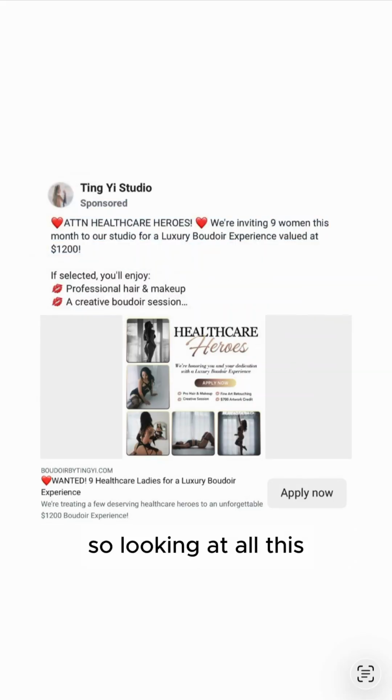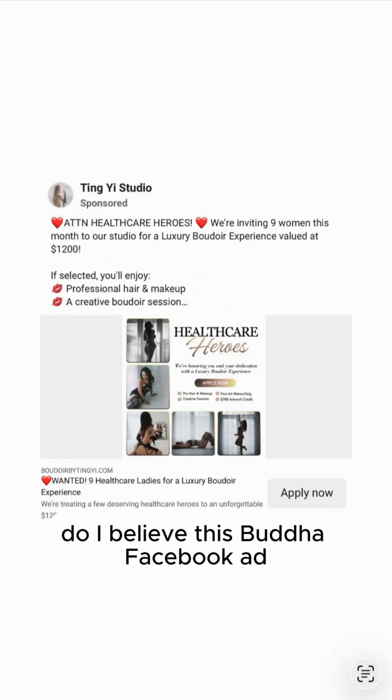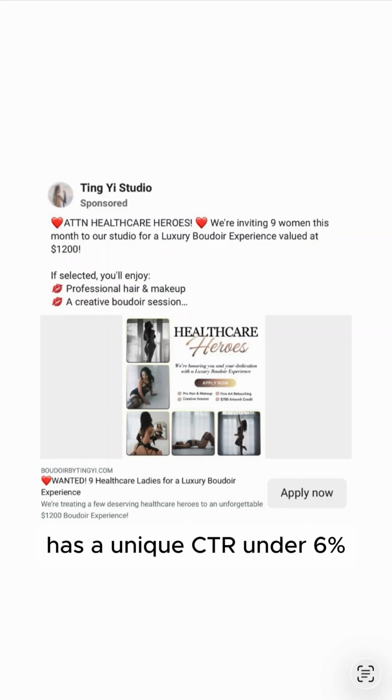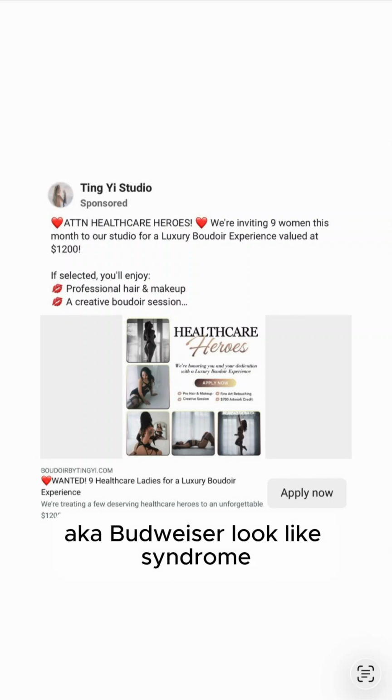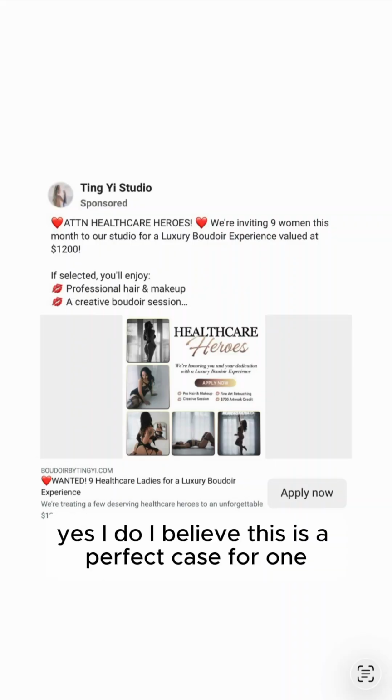So looking at all this, do I believe this Boudoir Facebook ad has a unique CTR under 6% and therefore has BLCS, aka Boudoir low click syndrome? Yes, I do. I believe this is a perfect case for one.